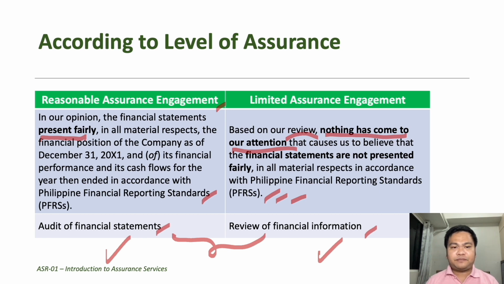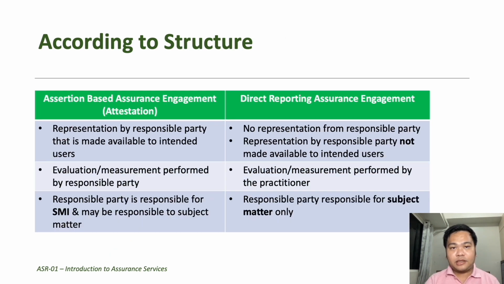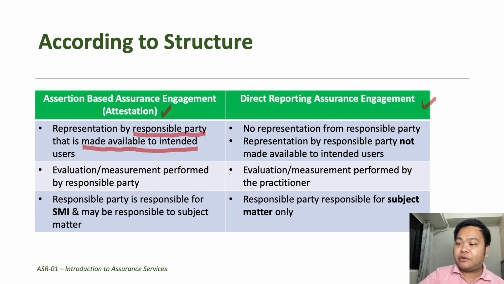Okay, so third question. Assurance engagements can also be classified according to structure. Here we have assertion-based assurance engagement, also known as attestation or attest services, and we also have direct reporting assurance engagement or direct engagement. Under assertion-based assurance engagement, there is a representation by a responsible party that is made available to intended users. And normally, the evaluation or measurement is performed by the responsible party themselves.